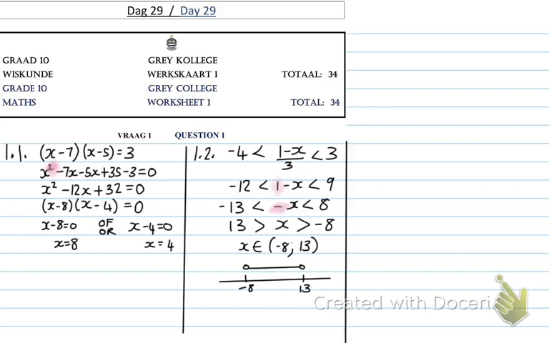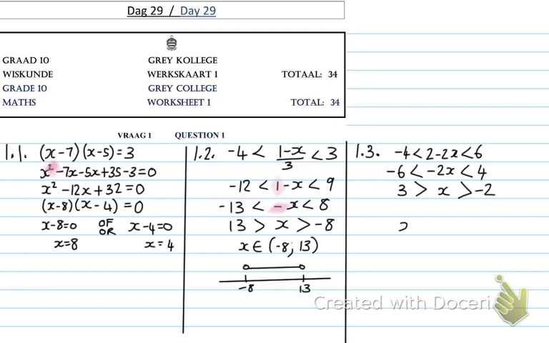Number 1.3. It says negative 4 is smaller than 2 minus 2x is smaller than 6. Okay, so first I'm going to subtract 2 on all the sides. Negative 4 minus another 2 is negative 6. And 6 minus 2 is 4. Now I'm going to divide by negative 2. When I divide by negative, the signs switch around. So I'm going to have negative 6 divided by negative 2 is positive 3. And 4 divided by negative 2 is negative 2.